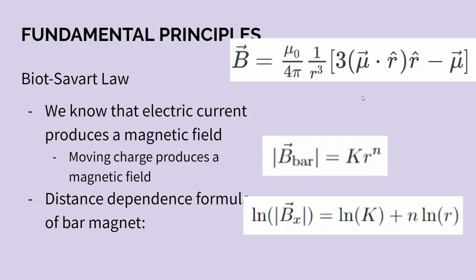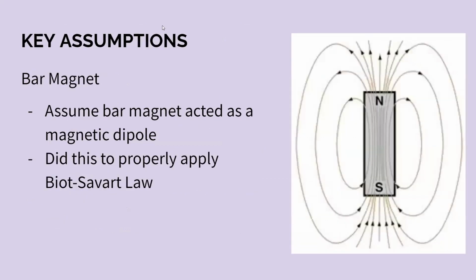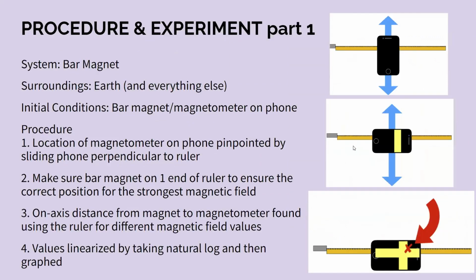And over here is a more accurate representation of the Biot-Savart law rather than the one that we found in class using dot products and all that. So the key assumption that we're taking is that the bar magnet is a magnetic dipole, and we did this to properly apply the Biot-Savart law. And so just to get into the experiment, the procedure, etc., the system was defined as the bar magnet, with the surroundings being the Earth and really everything else.